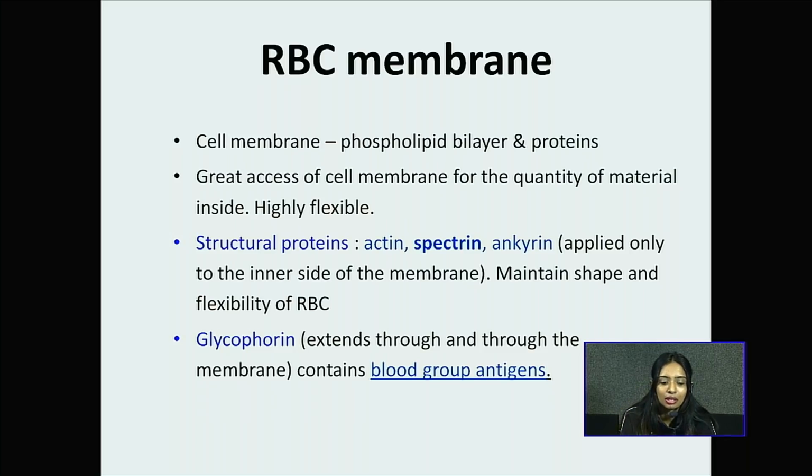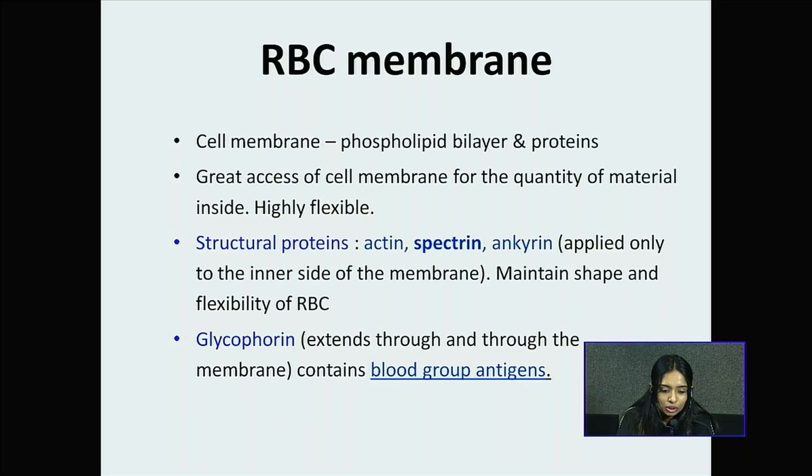Now, the RBC cell membrane. The cell membrane is mainly formed by a phospholipid bilayer and proteins. Like I said, every layer has proteins. RBCs have a great excess of cell membrane for the quantity of material inside. So it can easily diffuse substances or gases through its cell membrane. The membrane is very flexible, and it has easy access for material to move or diffuse.